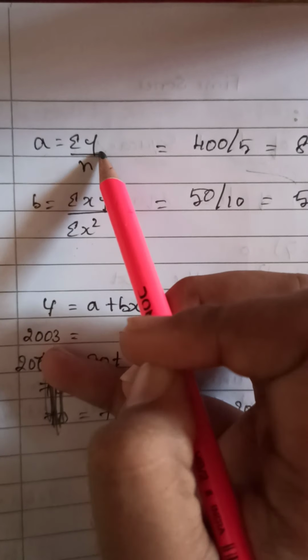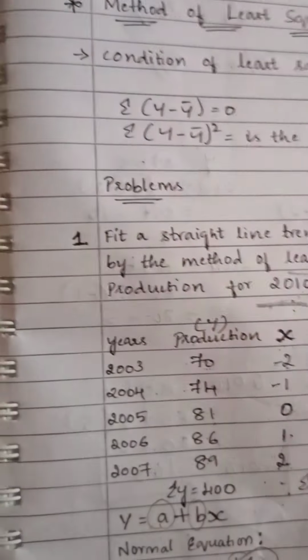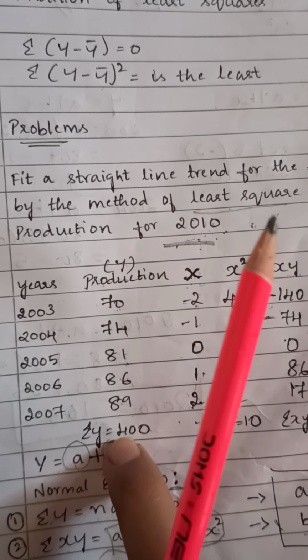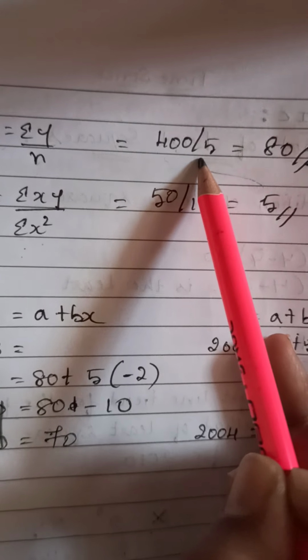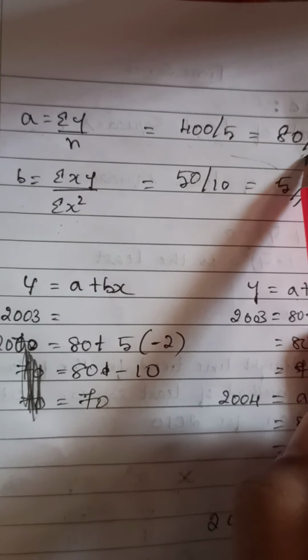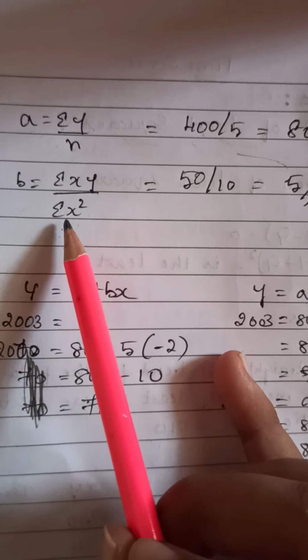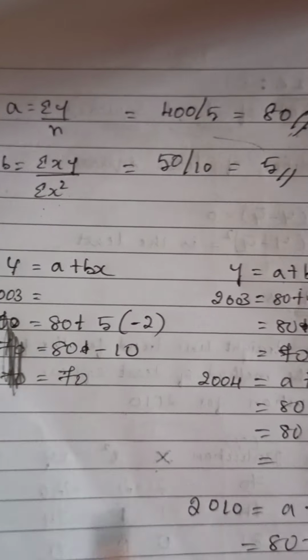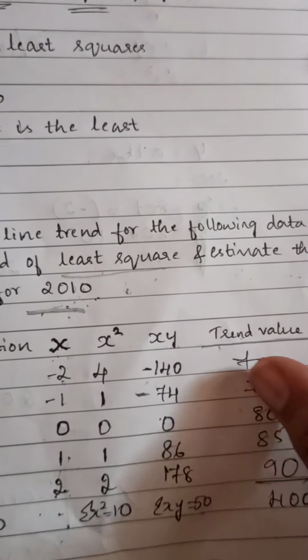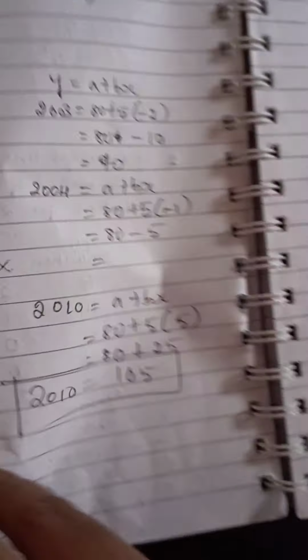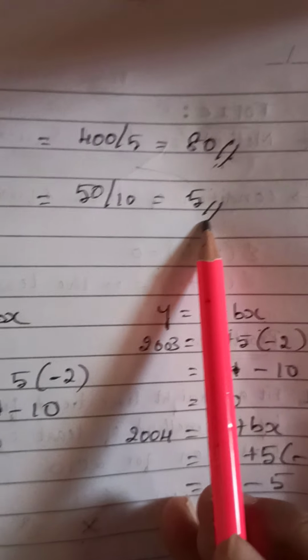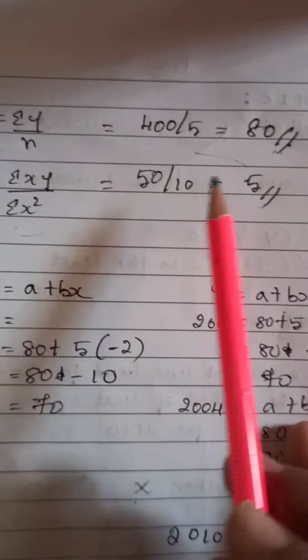Now we substitute in the a and b formulas. A equals summation y divided by n. The summation y value we got is 400, and n means the number of years, which is 5. So 400 divided by 5 is 80, so a equals 80. Then b is summation xy divided by summation x square. Summation xy is 50 and summation x square is 10, so 50 divided by 10 gives 5. So a is 80 and b equals 5.